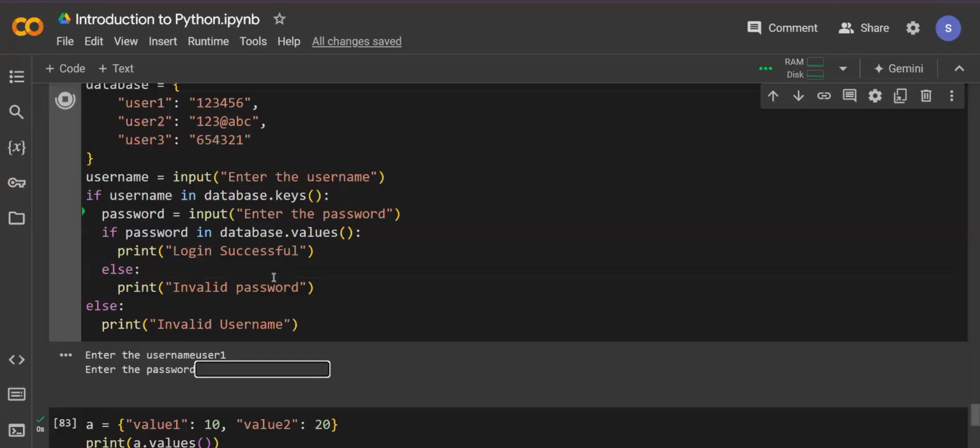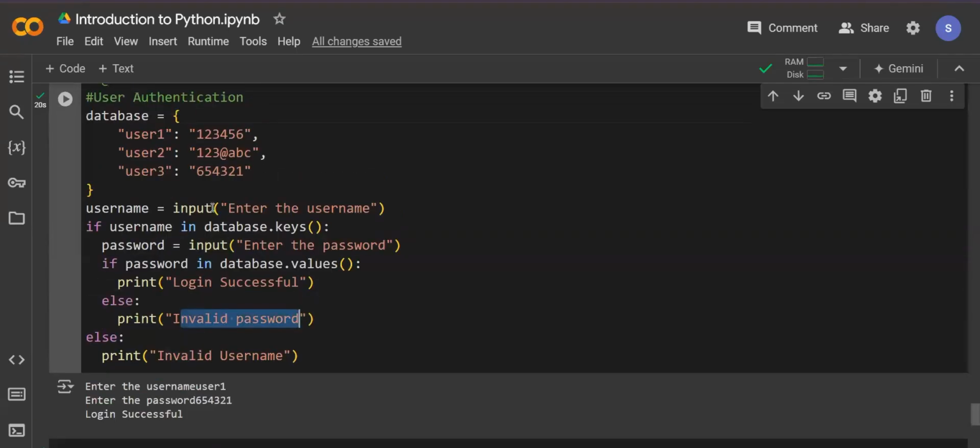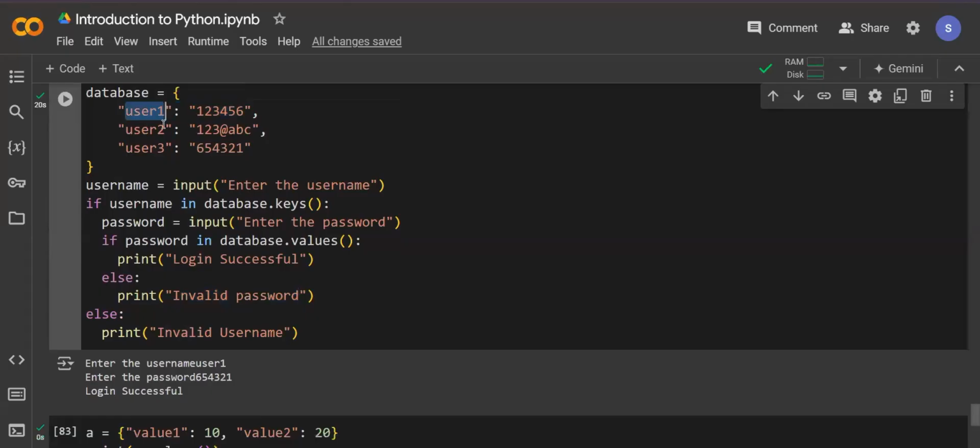You have the password now. Now, instead of giving user1's password, I'll be giving user3's password, that is 654321. If I run this, you can see we are still getting login successful. That is wrong. We are supposed to get invalid password because for user1, the password was 123456. But I have given user1 as the username and the password is 654321, that is the password of user3. So this is wrong. Can you rectify this error and answer me in tomorrow's class?